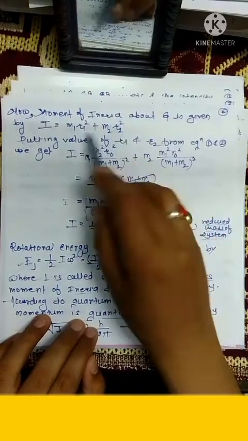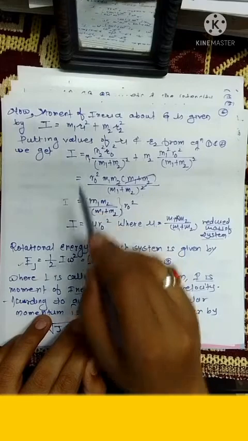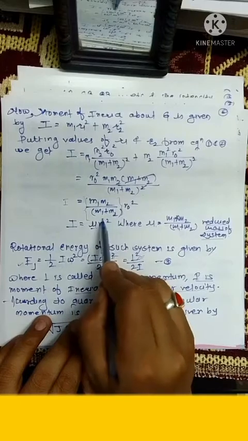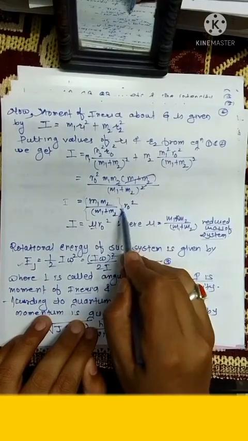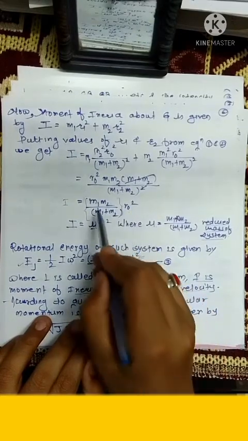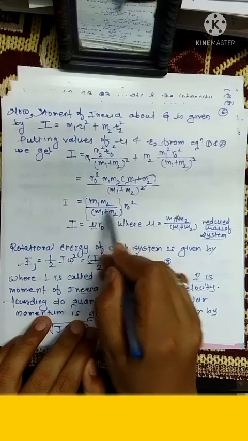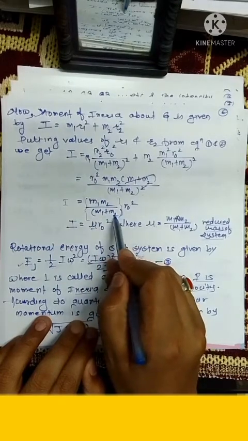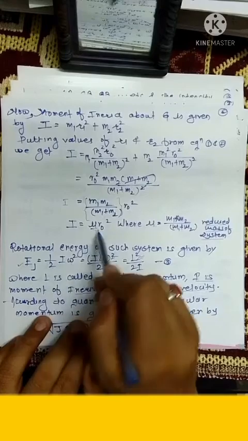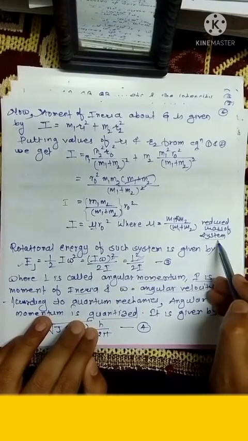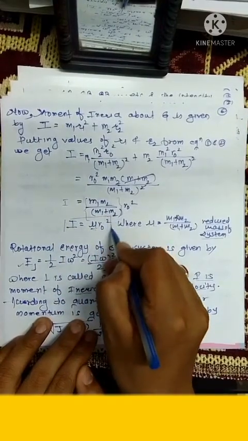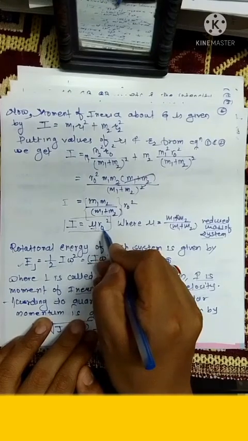By putting that value in this equation, we can solve this equation and we get I is equal to M1 multiplied by M2 divided by M1 plus M2, and this whole quantity is multiplied by R0 square. Now the quantity M1 multiplied by M2 divided by M1 plus M2 is denoted by a new constant, mu, and it is known as the reduced mass of the system. So I is equal to mu R0 square.